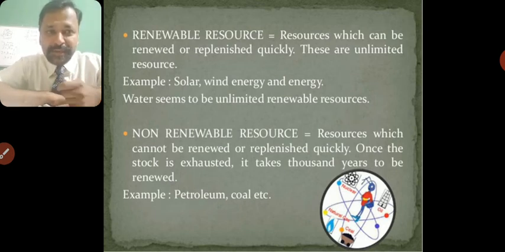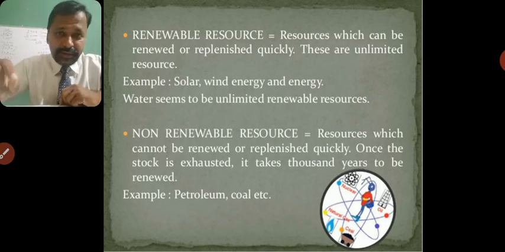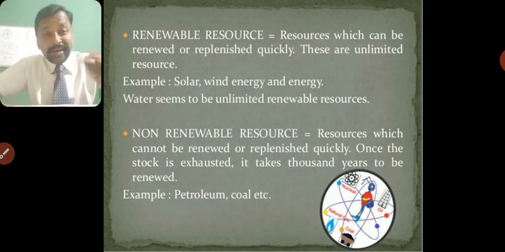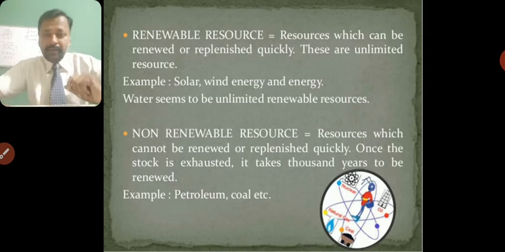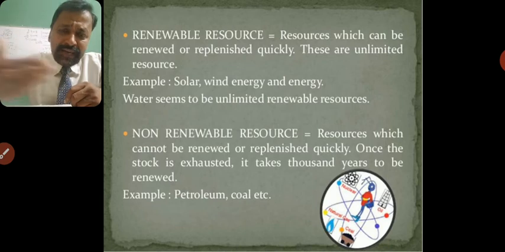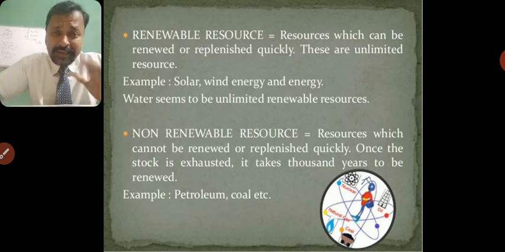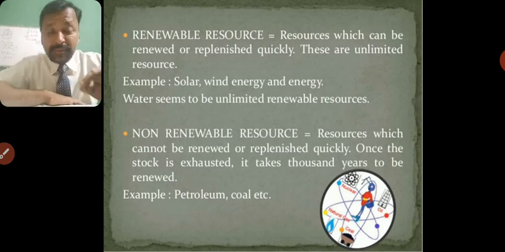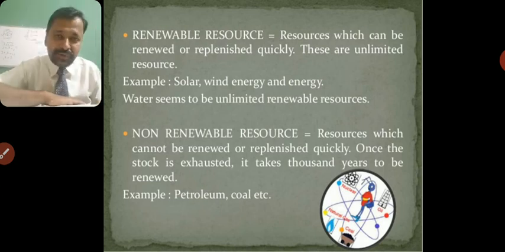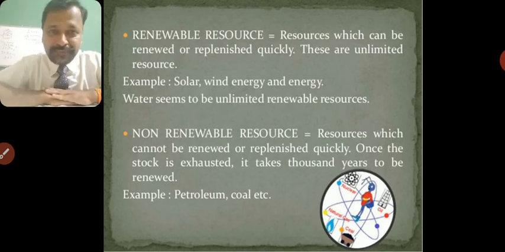Water seems to be an unlimited renewable resource. Okay, now coming to water. Water is a renewable resource, but drinking water is a non-renewable resource, because water is plentifully available around us. Rains are falling, rivers are there, oceans are there, seas are there, but drinkable water is very less. So we can say potable or drinkable water is a non-renewable resource, but water is a renewable resource.